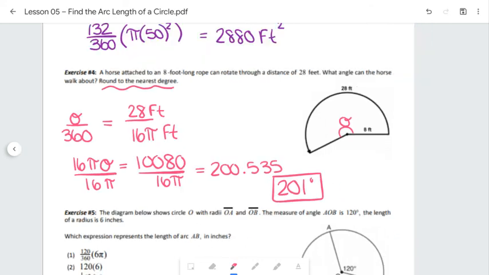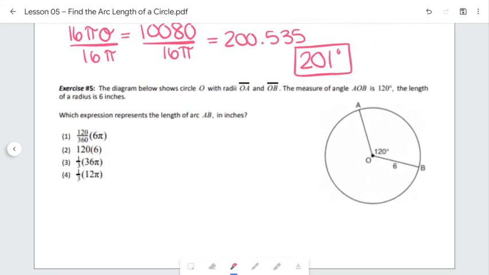We have one last question to look at here. Now, this is just a regions question. The diagram below shows circle O with the radii AO and OB. The measure of the angle OAB is 120. The length of the radius is 6 inches. Which expression represents the length of the arc AB?